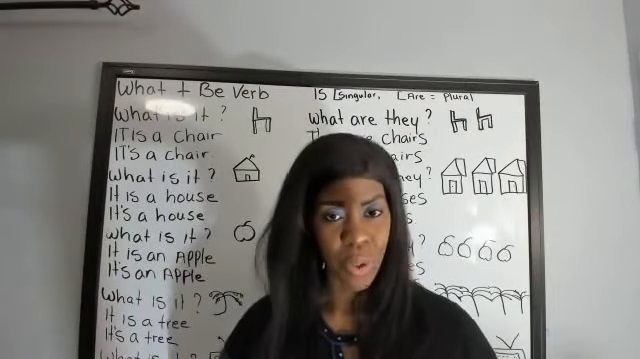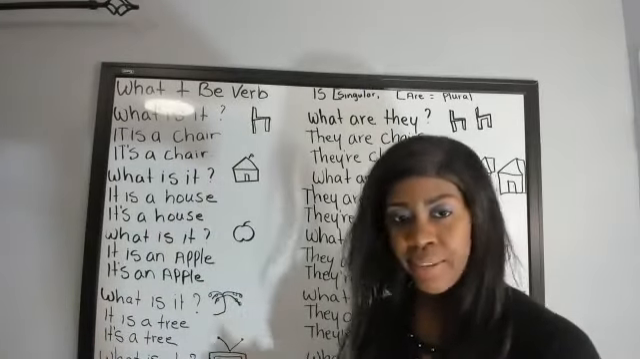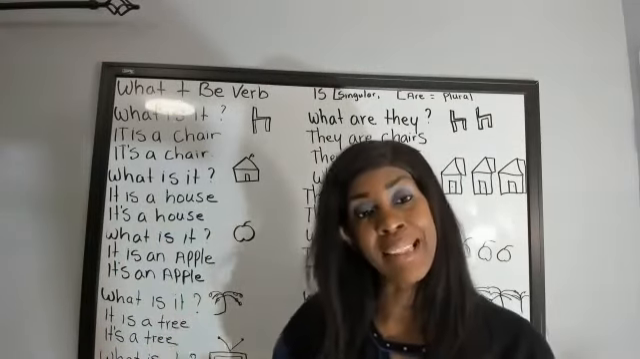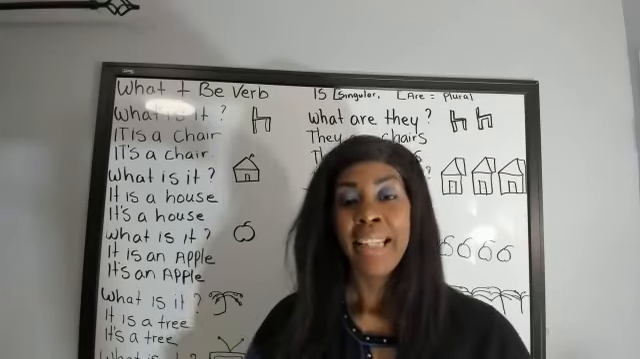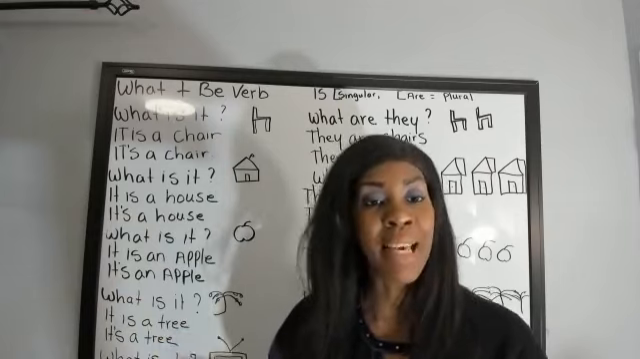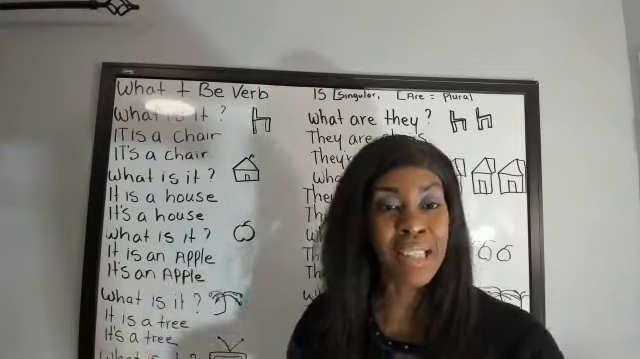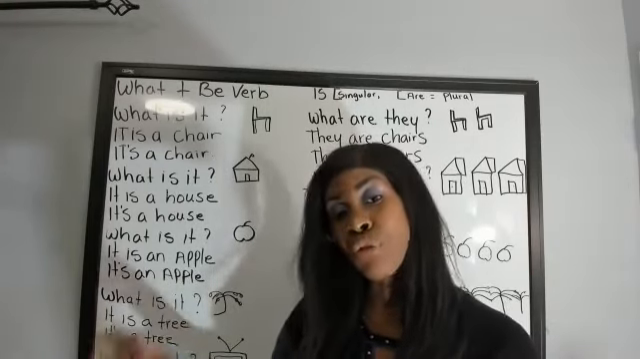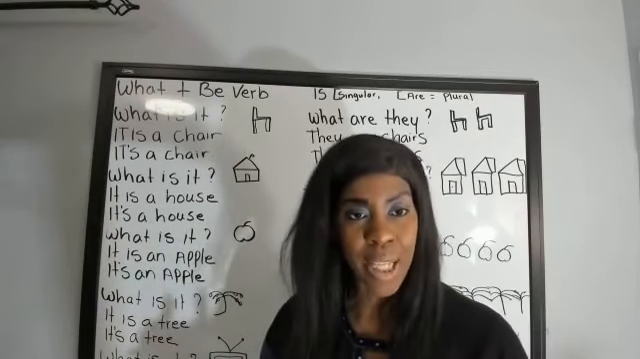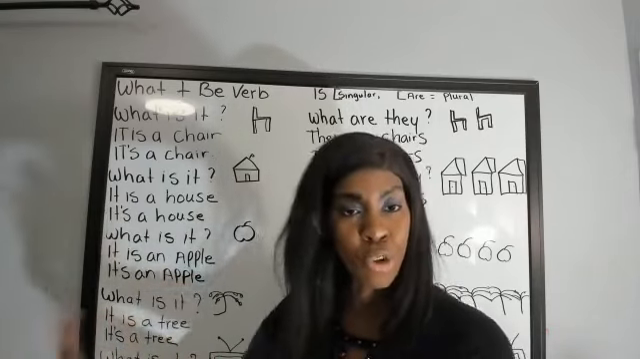If I have a student standing next to me, I'm going to say, this is my student. If the student is further away, I'm going to say, that is my student. Now, if I have two students close to me, I'm going to say, these are my students. And I'm going to add an S on students because it's plural now. If they are further away, I'm going to say, those are my students.